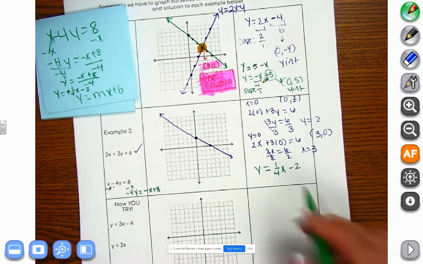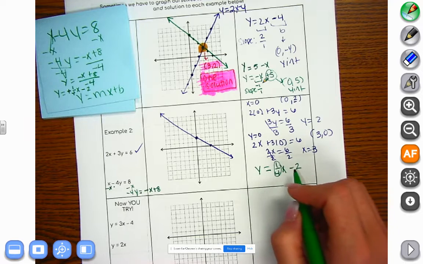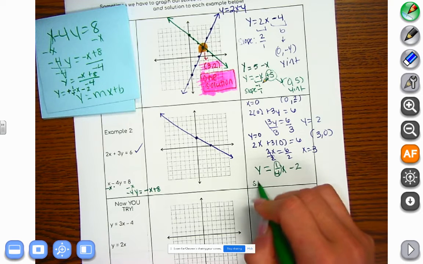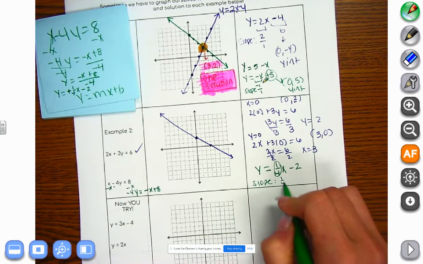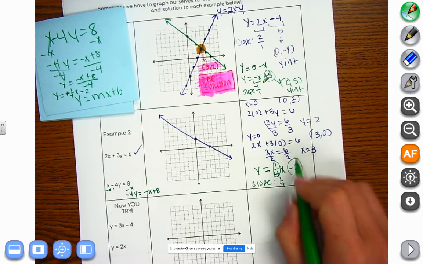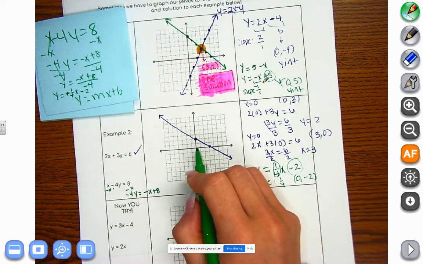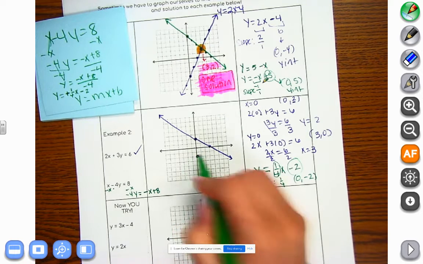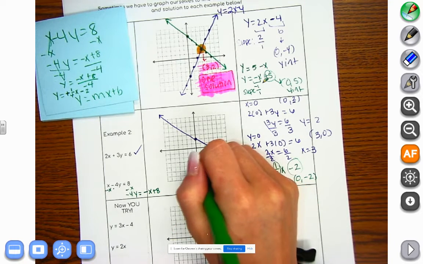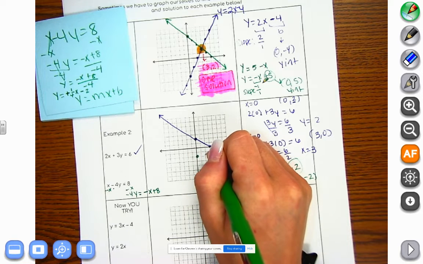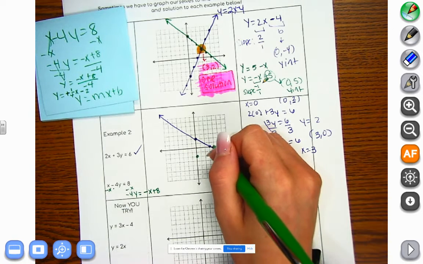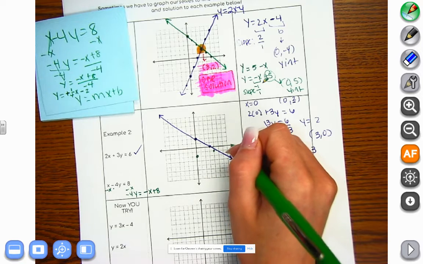Now this is in slope intercept form, and we have positive 1/4 as our slope, so our slope is 1/4. And our b is negative 2, so our y-intercept is (0, negative 2). Let's plot that, (0, negative 2). Our slope is, you're going to rise 1, right 4, rise 1, right 4, which would be off the graph.